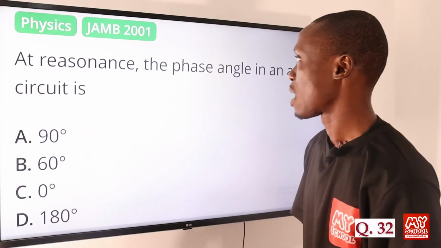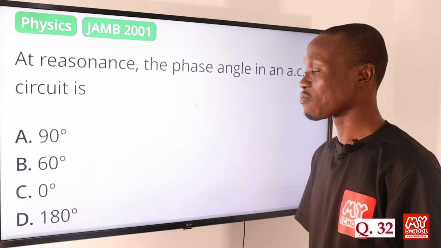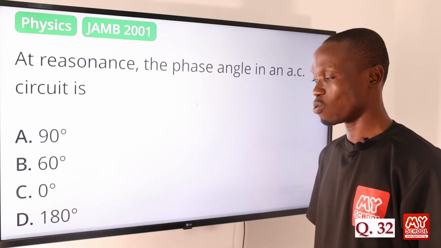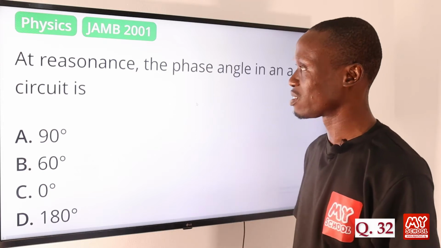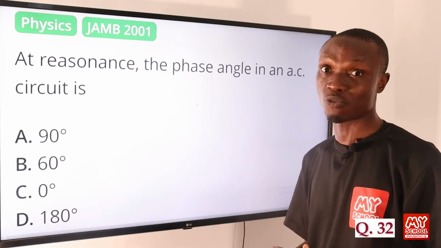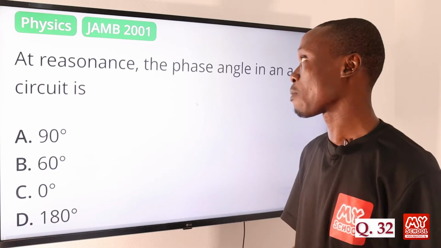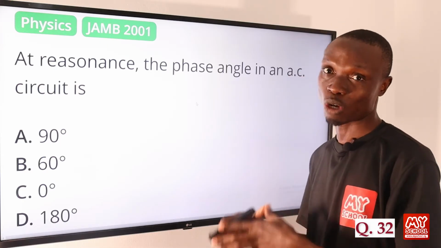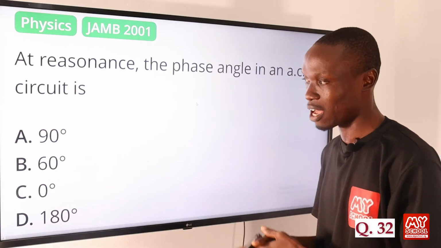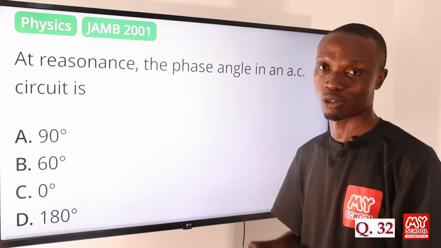Question 32. At resonance, the phase angle in an AC circuit is, so A, we have 90 degrees, B, 60 degrees, C, 0 degree, and D, 180 degrees. So at resonance, basically the capacitive reactance is equal to the inductive reactance. So at that point, the phase angle is equal to 0 degrees. Okay, so that makes option C the correct answer to this question. Not A, not B, not D, but option C, 0 degree.